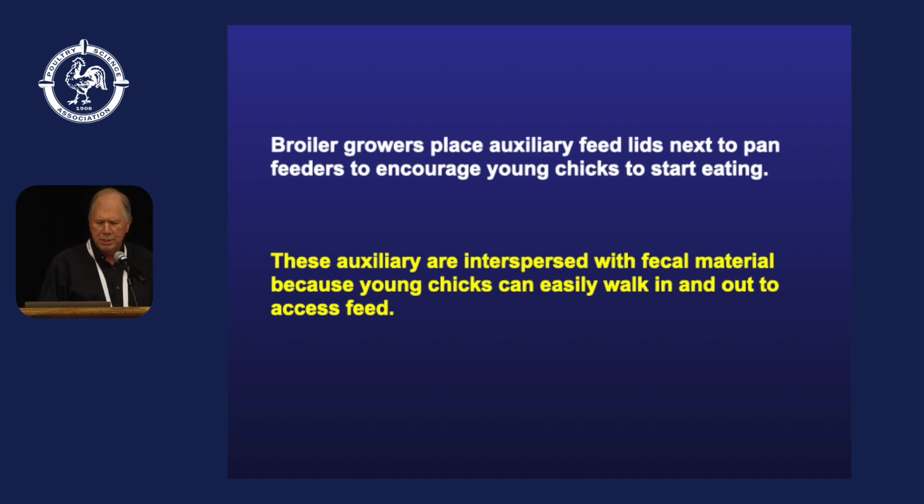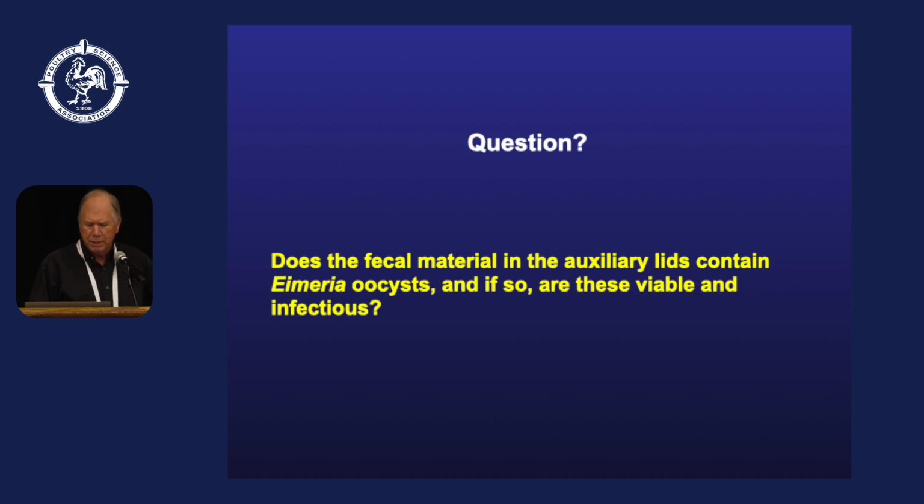So the question was, does the fecal material in the auxiliary feed lids contain Eimeria oocysts? And if so, are these oocysts viable or infectious? Because this could be a source of Eimeria oocysts to young chicks.